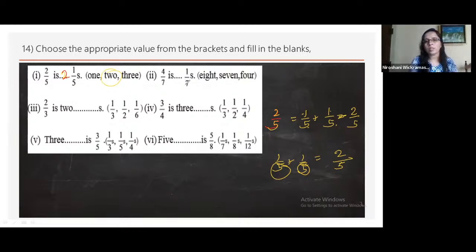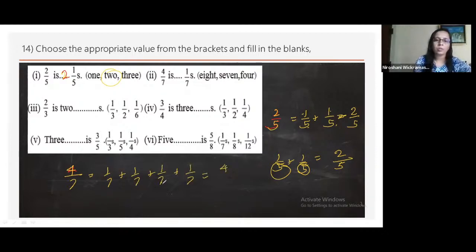Here, 4 over 7: how many do we have to write to obtain this? You can expand and write 4 over 7 as 1 over 7, 1 over 7, 1 over 7, 1 over 7, 4 times. 7 is the common denominator, so we can write 4 here, 4 of 1/7. Then 2/3: the denominator is 3, so we take 1/3, 2 of 1/3. And 3/4: what is this? 1/4. We need 3 of 1/4 to make 3/4.